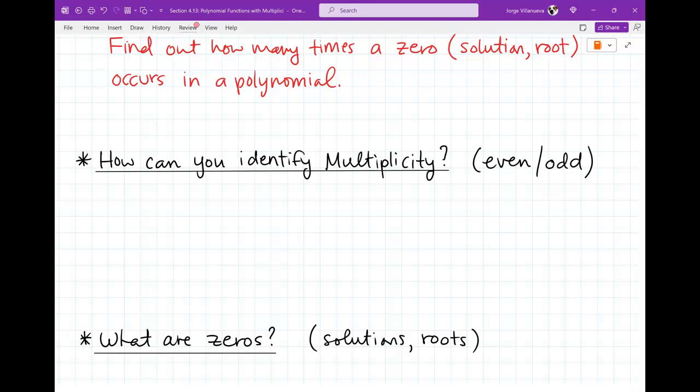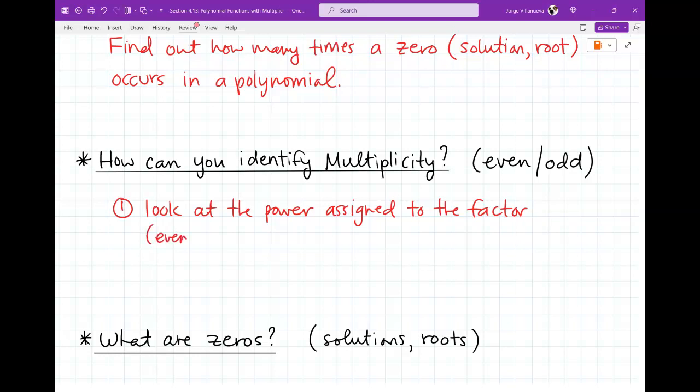So one way, look at the power assigned to the factor. I know this doesn't make a lot of sense right now, but you'll see it in some examples. But look at the power assigned to the factor. Okay? I'm going to put right here, even power equals even multiplicity.